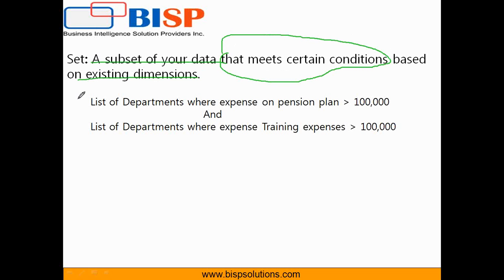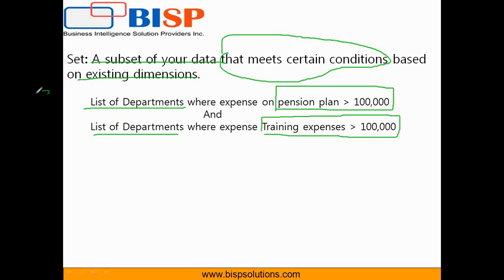So likewise, in our example, I'd like to find a list of departments where my expenses on pension plan are above 100,000. I also like to find a list of departments where my expenses on training are above 100,000. So basically, I'm creating two sets. This is set one, the list of departments where pension plan expenses are more than 100,000, and the second set, the list of departments where training expenses are above 100,000.